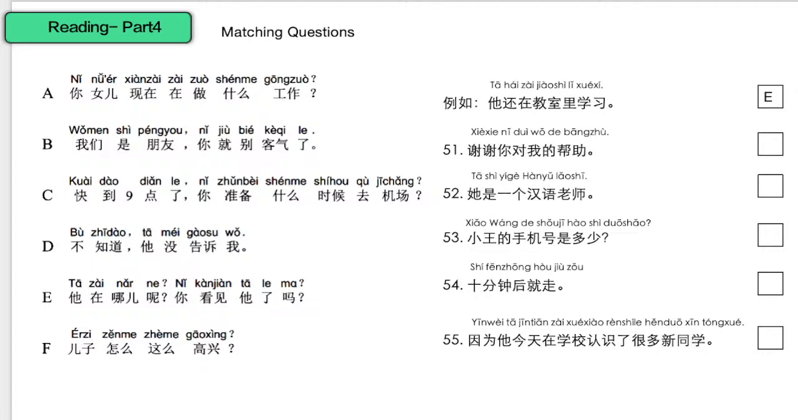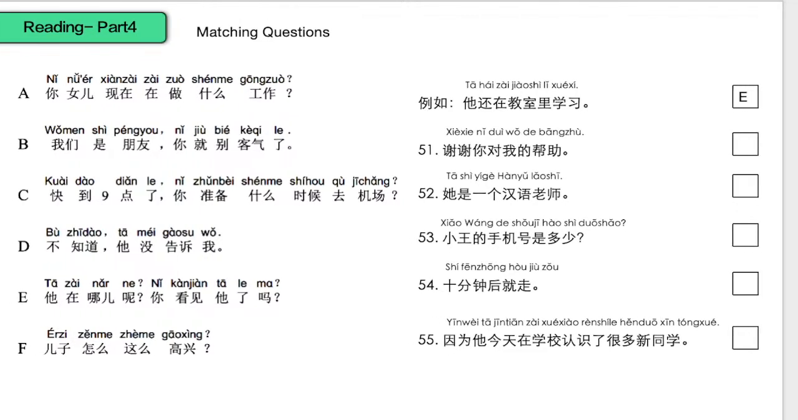Alright, 好。The last part is a matching question. So we can say that it has six options in total. It's all about sentences. And here he gave you an example and the answer. Okay, let's look at it.